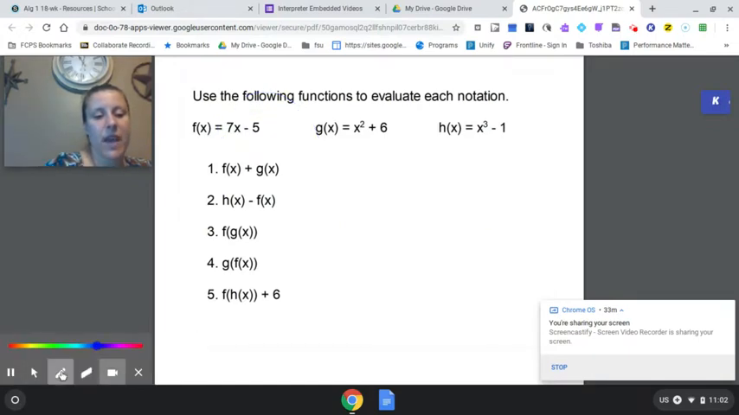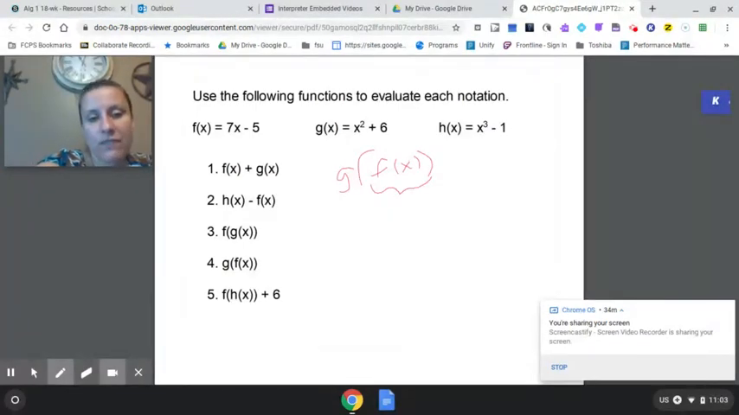Okay, the next example is kind of similar to that, but it's asking me g of f of x. So again, we're going to work from the inside out. First, I have to plug in f of x's function. So f of x says 7x minus 5. The g gets dropped down. It's tagging along for the ride.